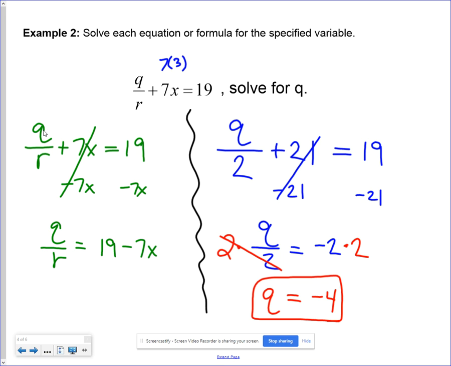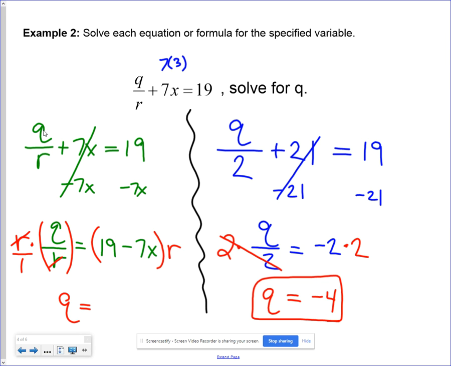Well, we got Q divided by R. So what we got to do is multiply both sides by R. I'm taking this whole left side multiplied by R. So it's like R over 1 times Q over R. The R's cancel out, and we just get Q.